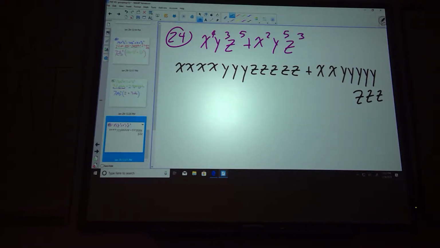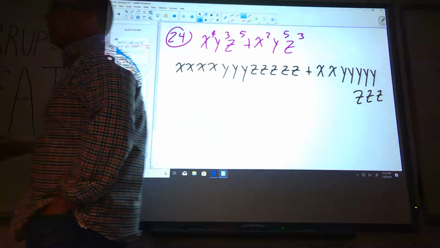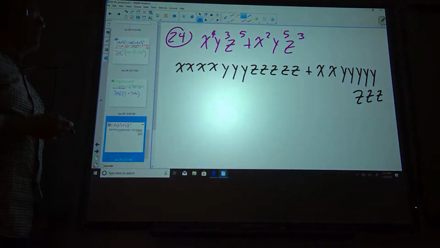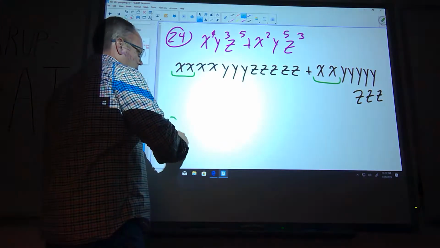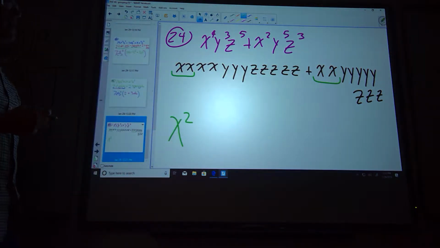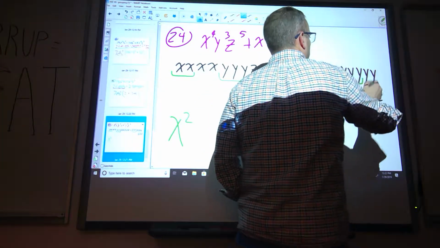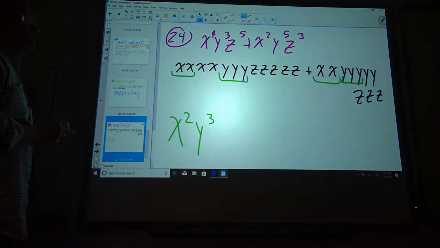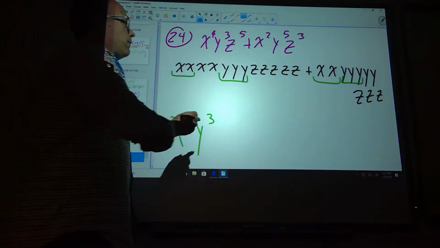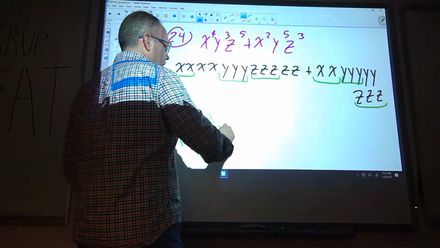Is that okay? All right, so let's look at the x's first. What's the maximum number of x's I can take out of both of those terms? 2 of them. Take those 2, take those 2. So I get x squared outside. What's the maximum number of y's I can take out of the two terms? 3 of them. So 1, 2, 3, and 1, 2, 3. So that's y to the third outside. What's the maximum z's I can take out of both terms? 3. So I got 1, 2, 3, and 1, 2, 3. That's z to the third. Sweet.